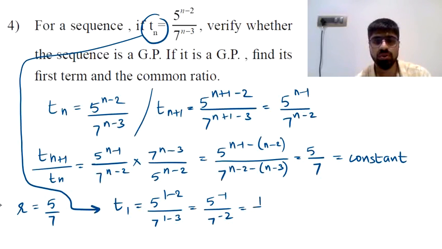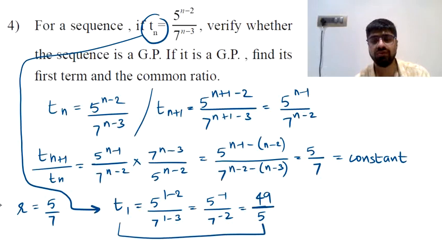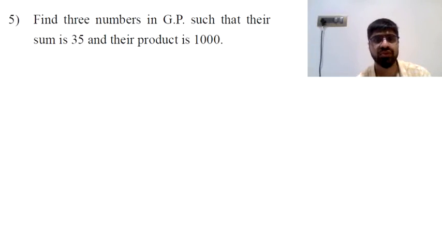5 power minus 1 is 1 upon 5 in the denominator. This will be 1 upon 49 in the denominator. That 49 goes up and you have 49 in the numerator. So 49 upon 5 becomes the first term and the common ratio is 5 upon 7. That's how we are answering the fourth question, and with that we go ahead with the fifth one.